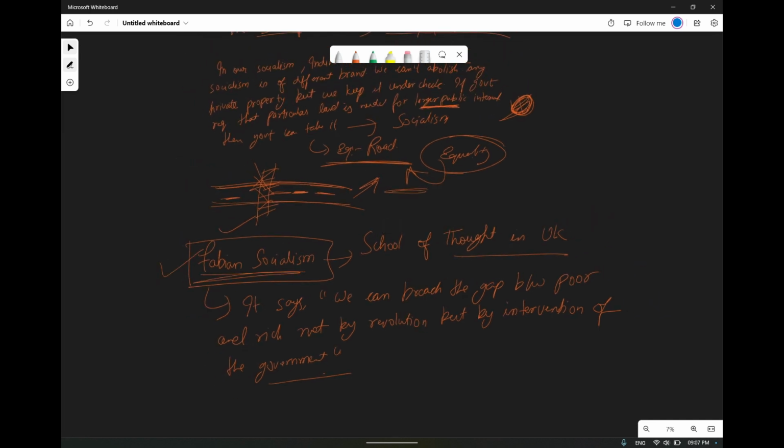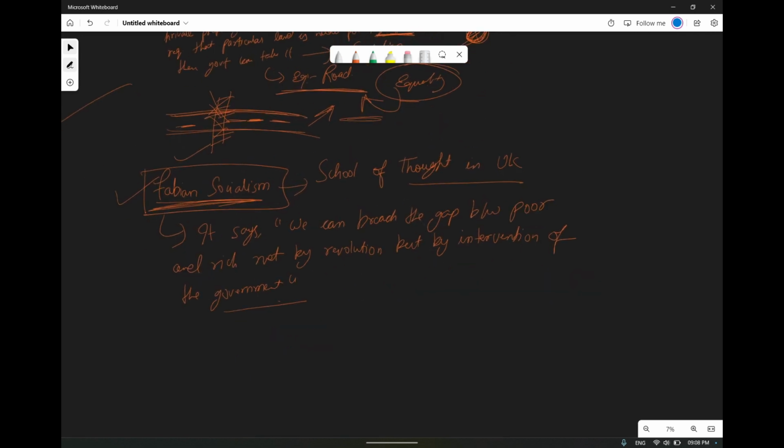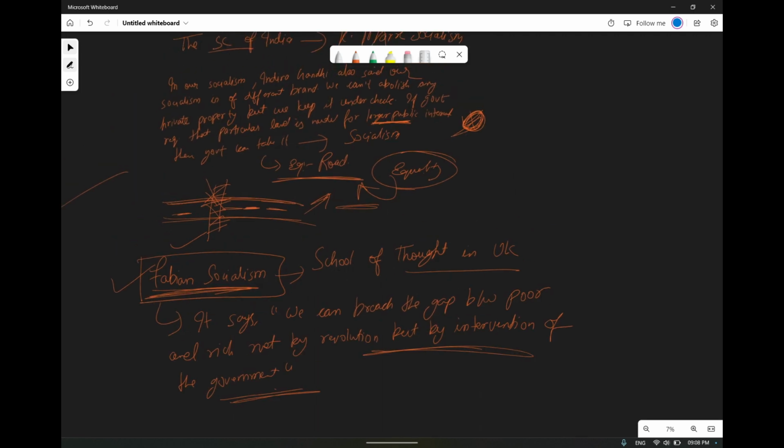Our socialism is Fabian Socialism, not Karl Marx Socialism. Karl Marx tells that we will achieve equality through revolution. No, our socialism is not that kind of socialism. Our socialism is Fabian Socialism, which says that we can breach the gap between the poor and the rich not by snatching their private property, but through the intervention of the government. By the intervention of the government, we can't snatch any private property, but in the Indian constitution, we can take private property if it is in the interest of larger public interest.